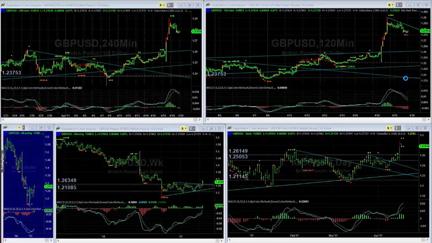Another one of these is the pound dollar. Almost the same setup as the pound Swissy, and that's not surprising. You can see here though that we've already broken above this resistance, so we've already gone a little bit further. This one might have a better chance of making a better comeback if we can break above this resistance line.